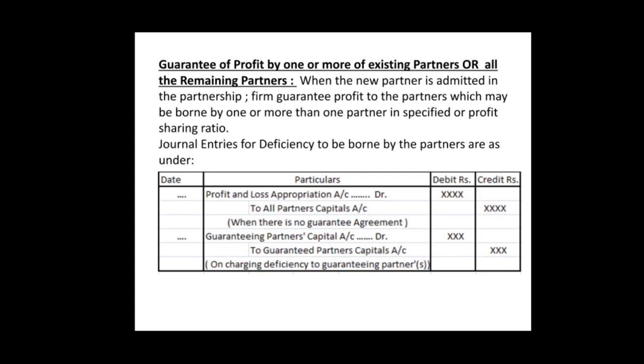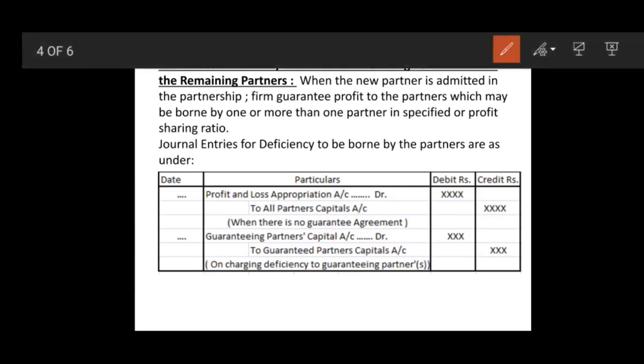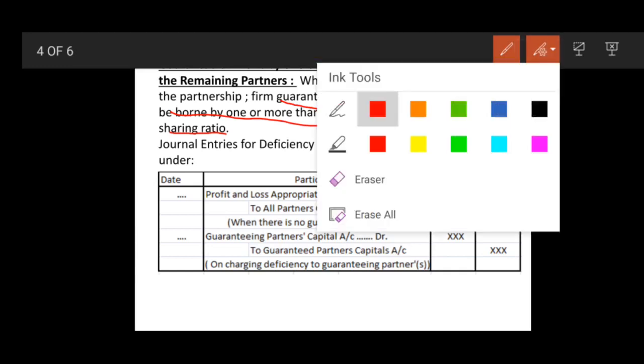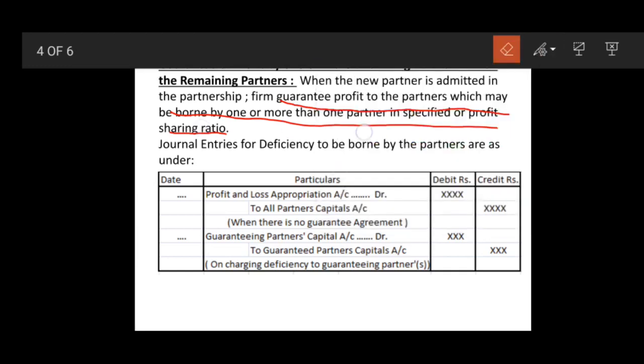Then here maybe the remaining partners guarantee him that we will manage anyhow, that you will earn 20,000 every month. So this is what the statement says, that the firm guarantees profit to partners which may be borne by one or more. Now suppose Ram says that okay, I will manage anyhow to get you 20,000. If the firm is not earning 20,000 profit, then it will be borne by Ram himself. So when the sum comes, you will understand more easily. So this is guarantee to a partner.